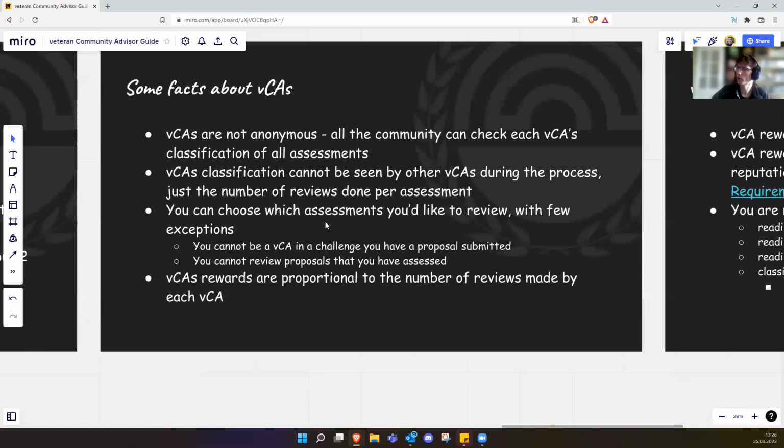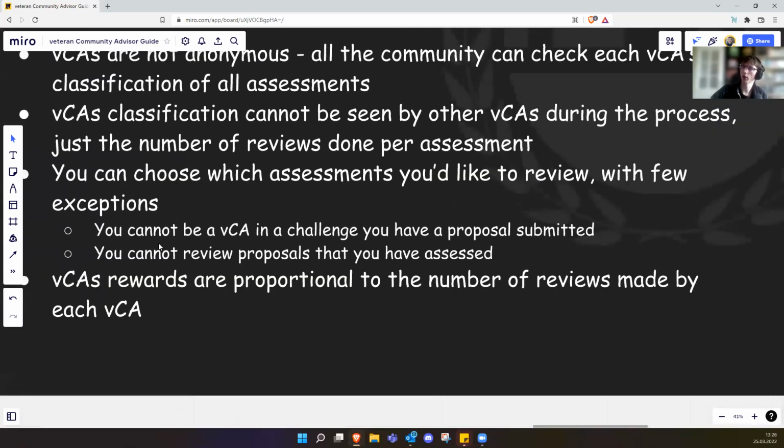You can choose which assessments you'd like to review, with a few exceptions. You cannot be a VCA in a challenge where you have a proposal submitted. Since this is a decentralized environment where you can pretty much self-assign roles, you can propose, be a community advisor, be a veteran community advisor, and many more roles in the Catalyst ecosystem. But to mitigate the risk that people assess or rate their own proposals, a few exceptions are made.